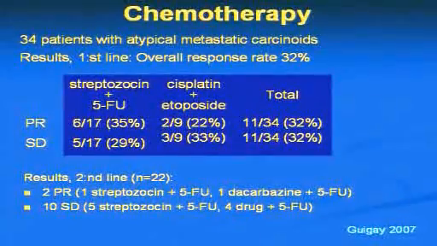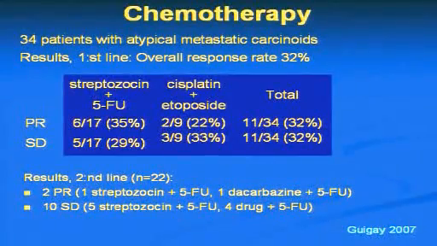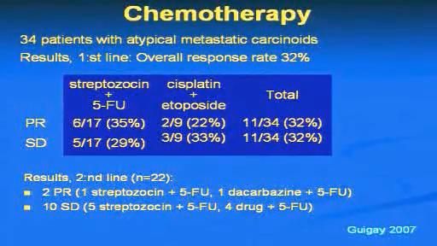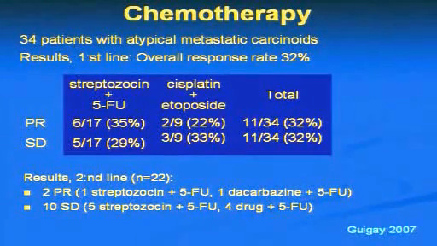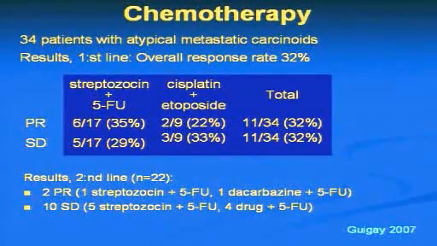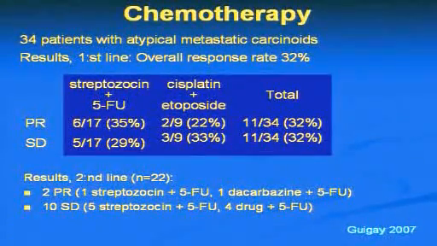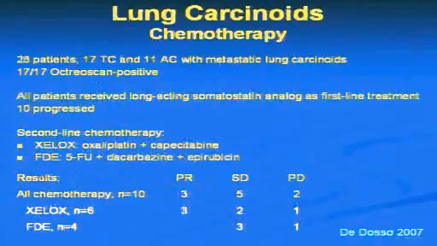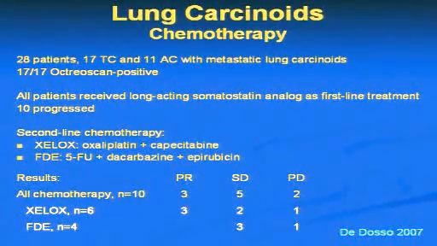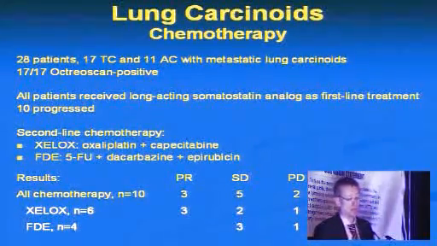And this is a study only 2 years ago, reported as an abstract, where 34 patients with atypical metastatic carcinoids were treated, and overall response to first-line therapy was 32%, mostly to streptozotocin-based chemotherapy. And you can see that this is inconsistent with our results. These are better, and also a few patients responded to platinum-based chemotherapy. And there were also some patients responding to second-line chemo. Yes, and this is the same study by De Dosso.